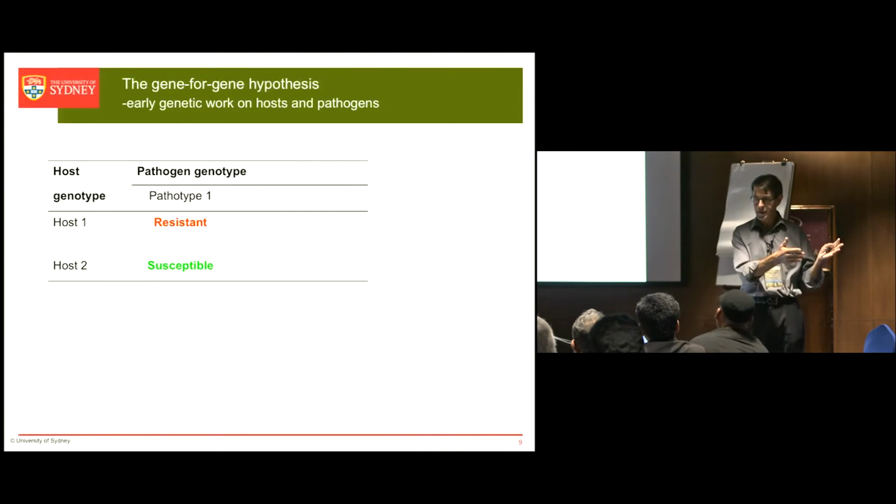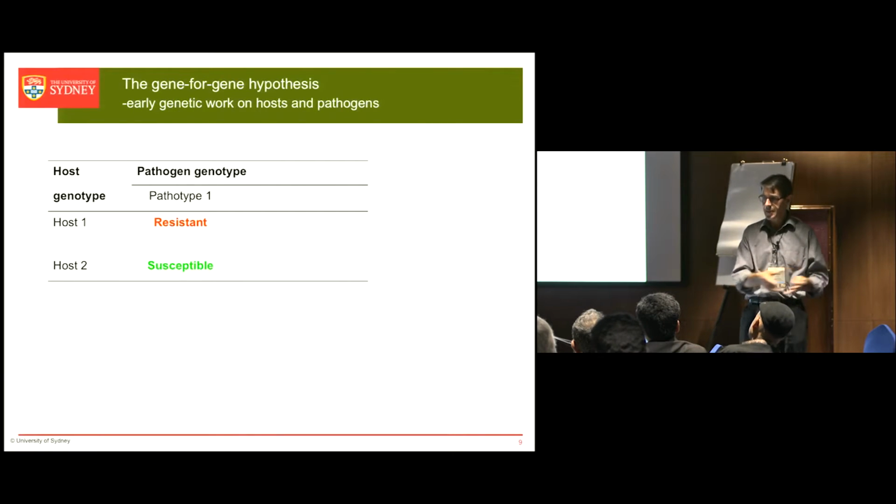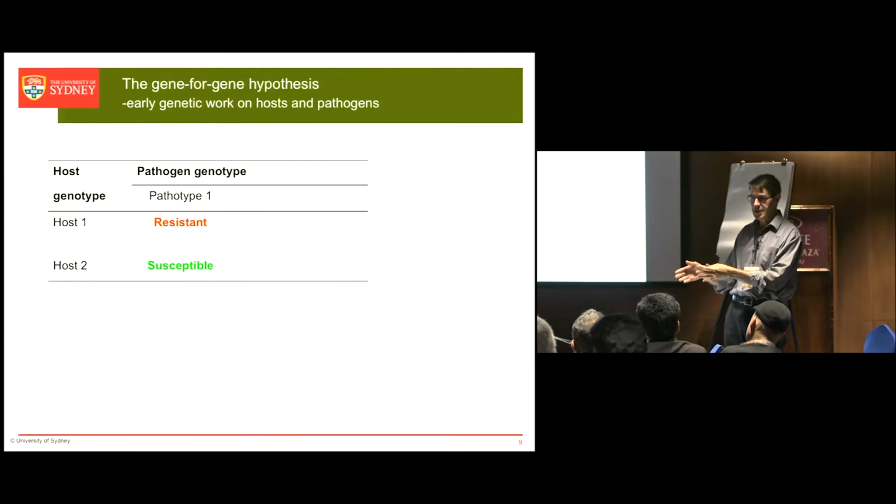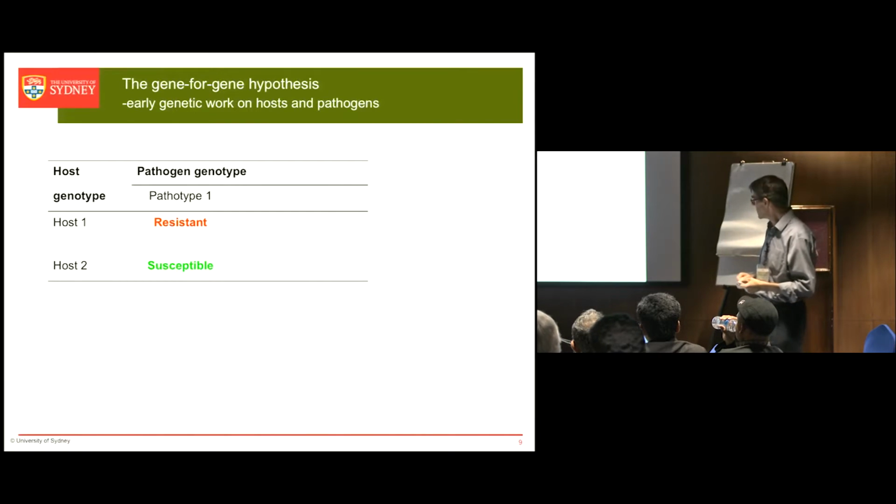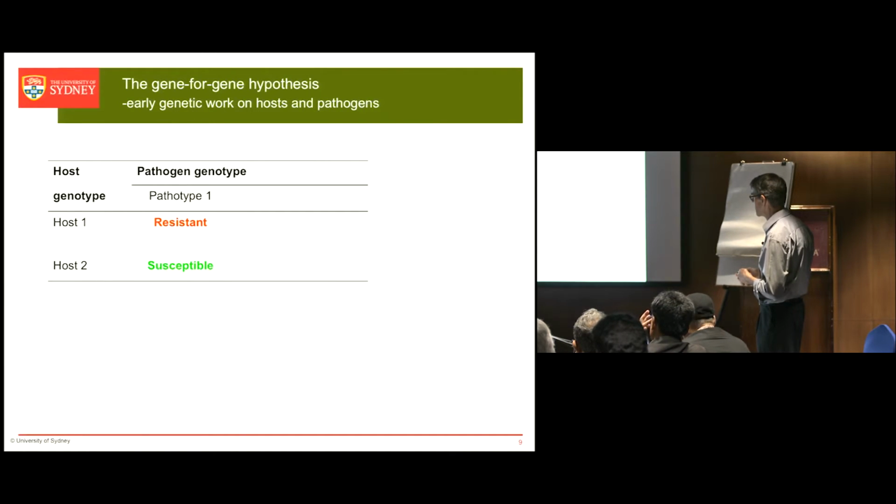People had studied the genetics of resistance in the host. People had studied the genetics of pathogenicity in a pathogen, but no one had done concurrent studies of genetics of both. And that's what Flor did. So the first thing he did was that he found two host genotypes, two flax genotypes, and when he inoculated with one pathogen isolate, a pathotype, he found that one was resistant and the other one was susceptible.